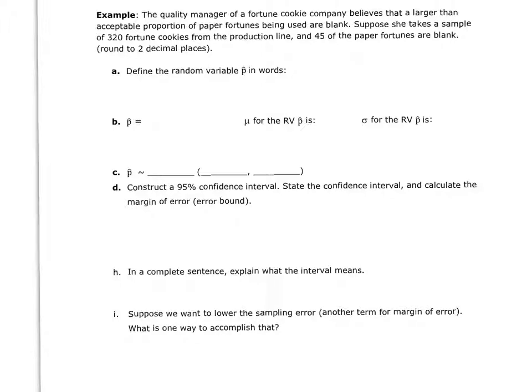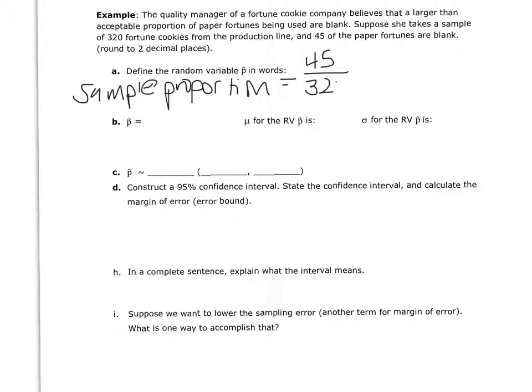We'll start off by defining the random variable p hat in words. It's a sample proportion. It's going to be the number that are blank, 45, over the total number sampled. So in this case, our x is that 45. Remember, we get this by taking that binomial random variable x and putting it over the sample size n. So we're skipping over defining x and going straight to p hat, the sample proportion.